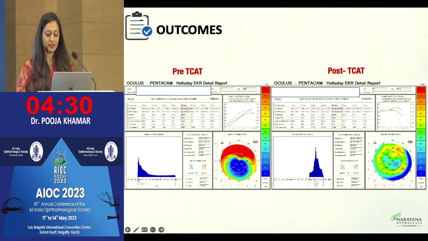And this is what the decentered ablation looked like, and this was the EKR map. You can see that there is a peak, however, there is a huge flat zone present here as well, but after the regularization, you can see a peak here, and the toricity and the keratometries have come well within normal limit.